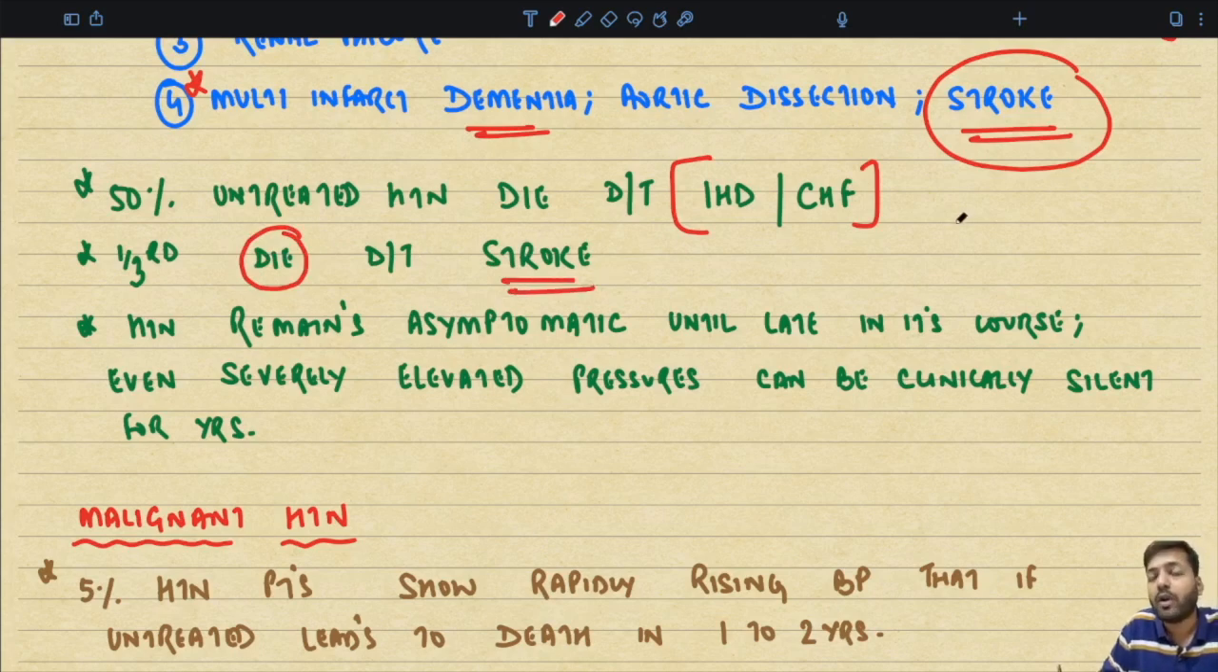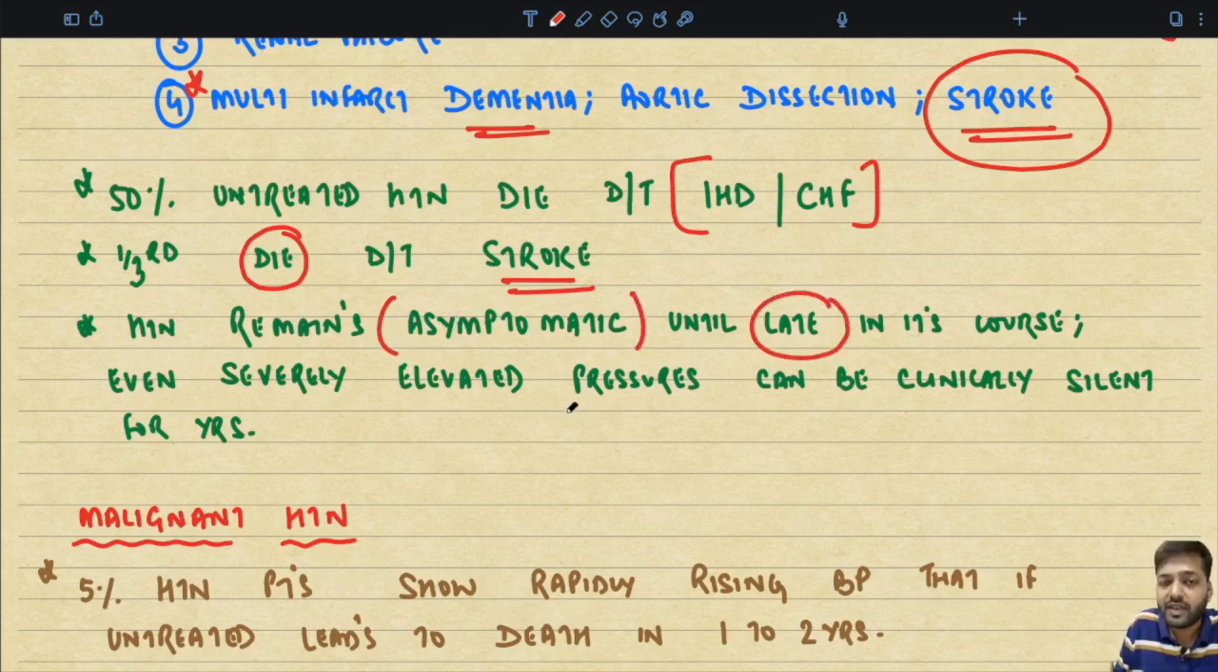So, it is very important to identify hypertension in the early stages, because if left untreated, it can lead to death by ischemic heart disease or heart failure or by stroke. Now, unfortunately, hypertension remains asymptomatic until very late in its course.